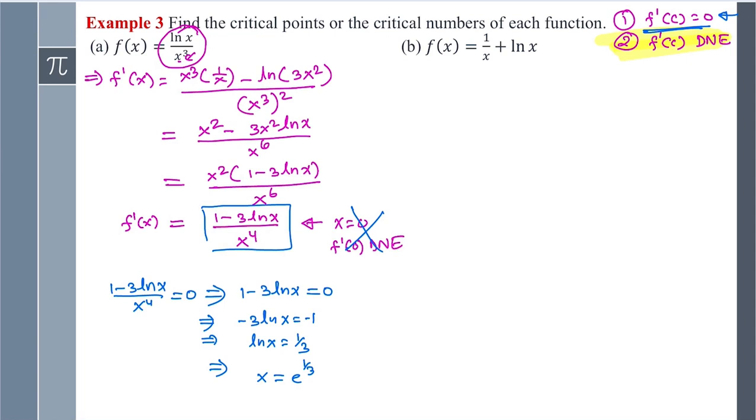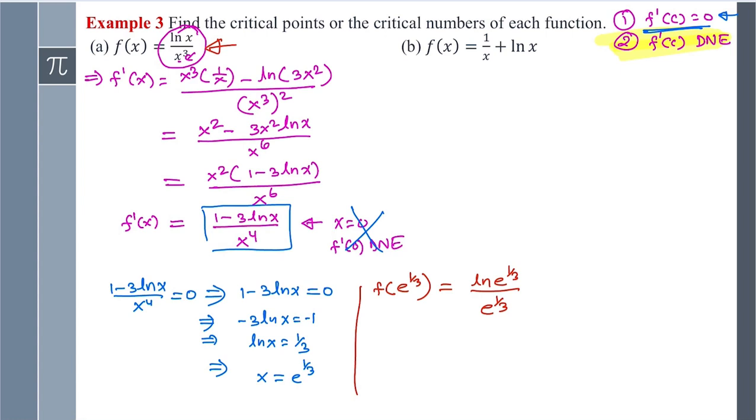If you are finding a critical point, then you need to find the y value. In order to find the y value, we take that x value and plug it into our original function to find the y value. So we find f of e to the 1/3, where you get natural log of e to the 1/3 divided by e to the 1/3.